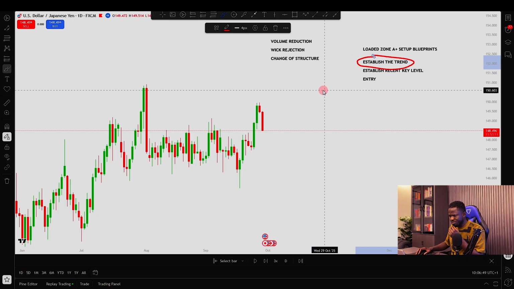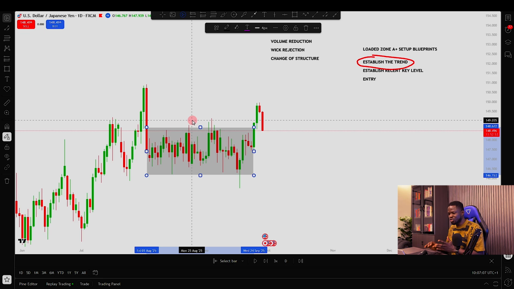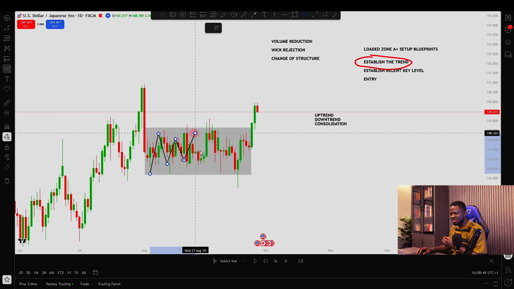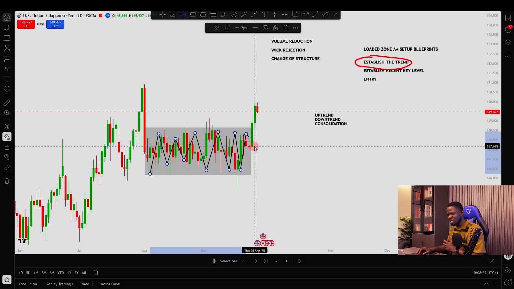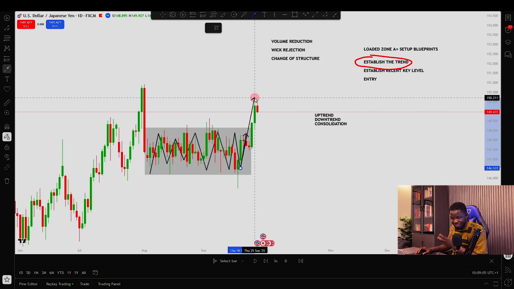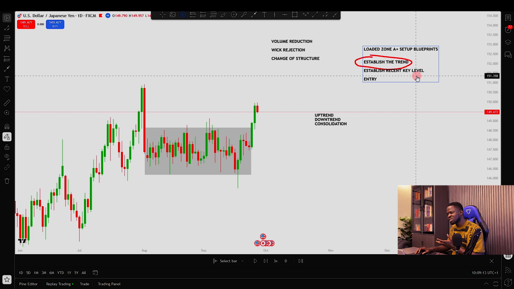On the daily time frame, for a very long time, price action has been consolidating around this zone. For the past few weeks, price has been consolidating within this range without specific direction, right? Until last week, when the buyers invalidated the consolidation zone to the upper side, that signifies that buyers won the battle, right? And what we are supposed to do to align with our loaded zone A+ setup blueprint is to establish the trend.